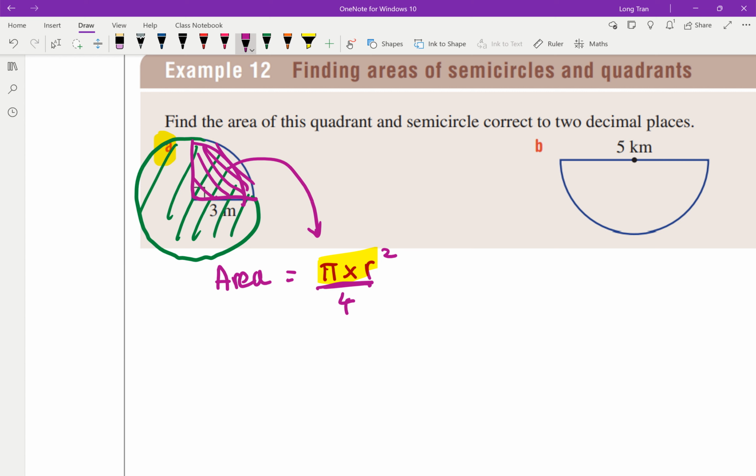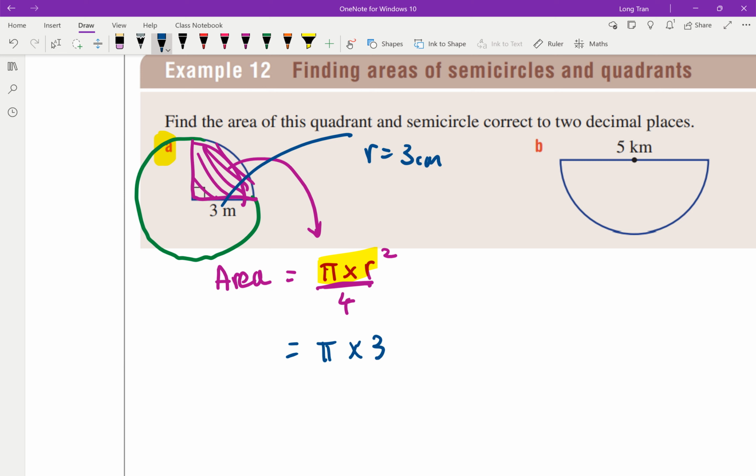Okay? So now, to use the formula, I need to know my radius. Do I know my radius in the diagram? Yes. What is the radius? 3. Very good. The radius is currently 3 centimeters. So when you use your formula, notice I've got the formula, then I write my approach. So it should be pi times r squared divided by 4.